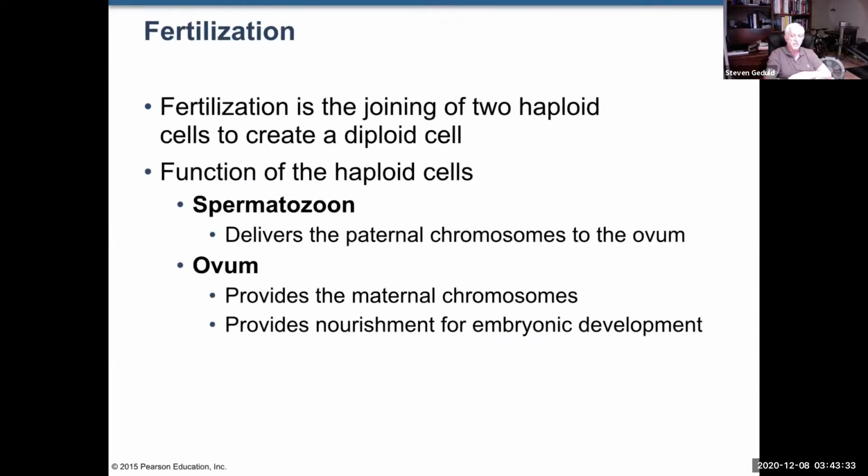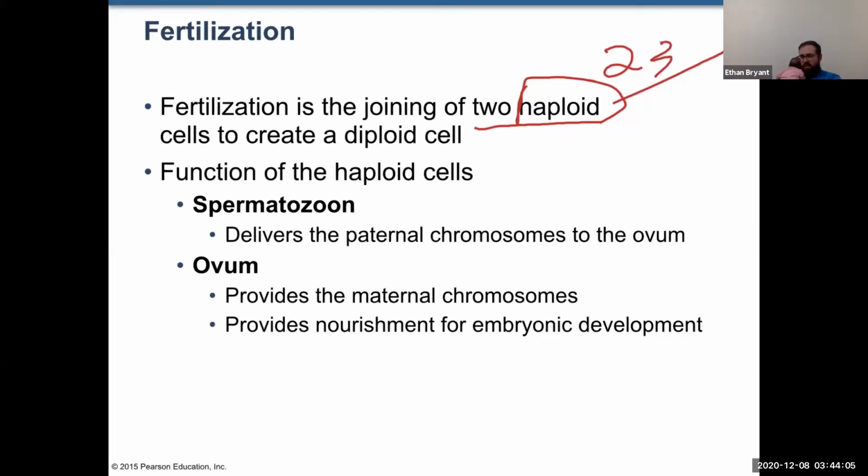So fertilization. Fertilization is 2 haploid cells that combine to form a diploid cell. What's the definition of a haploid? What does haploid mean? Haploid means half the number of chromosomes. A haploid cell has 23 chromosomes for humans. It's half the number of chromosomes.